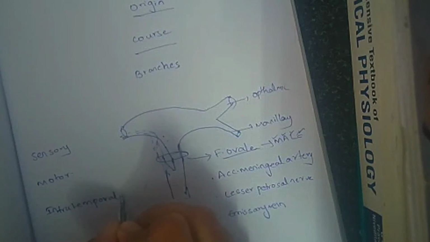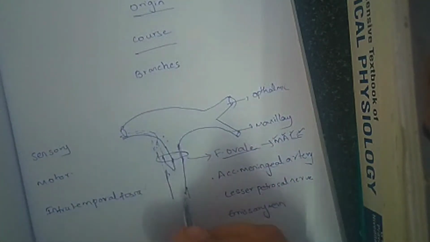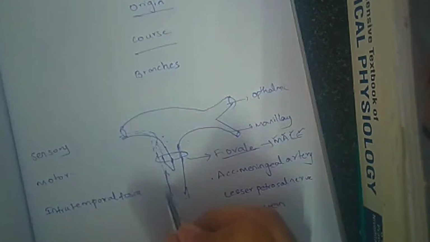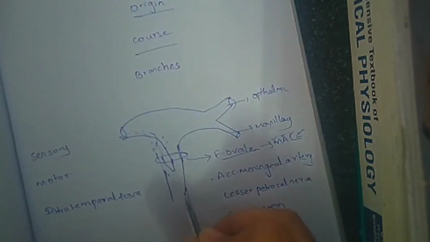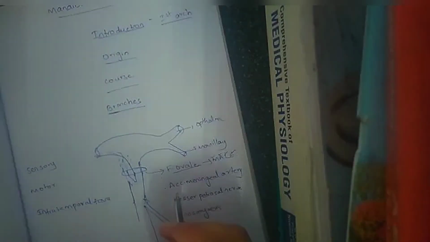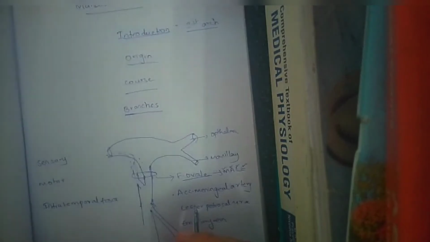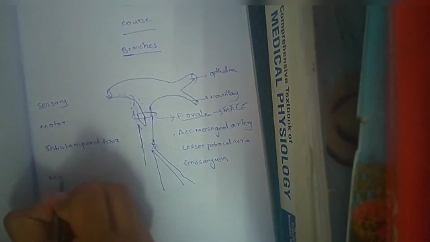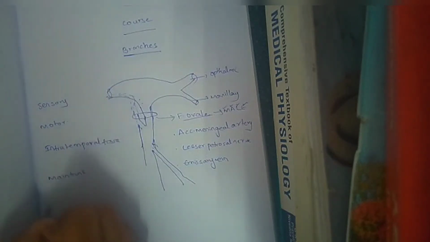In the infratemporal fossa, it lies deep to the lateral pterygoid muscle. After some course in the infratemporal fossa, the main trunk divides into a small anterior trunk and a large posterior trunk. Coming to branches, we can discuss the branches of the mandibular nerve under three subheadings: from the main trunk, branches from the anterior trunk, and branches from the posterior trunk.